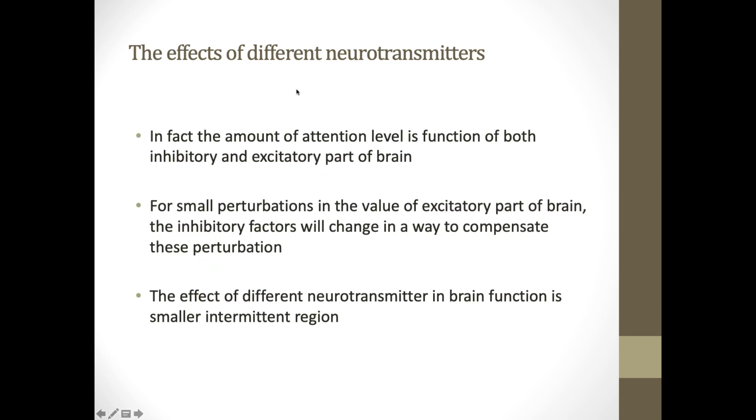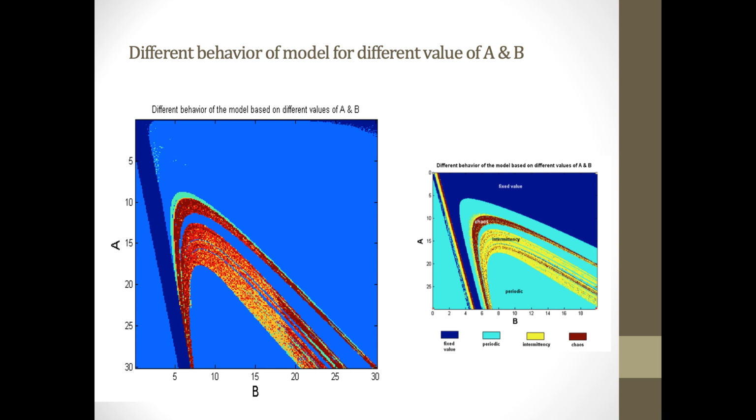The effect of different neurotransmitters is a function of both the inhibitory and excitatory parts of the brain. For a small perturbation in the value of the excitatory part of the brain, the inhibitory factor will change in a way to compensate for this perturbation. The effect of different neurotransmitters in brain function is smaller than in the intermittent region.